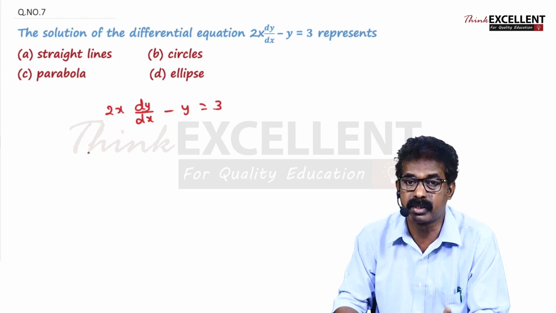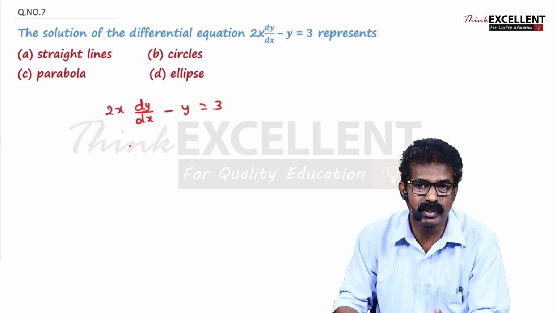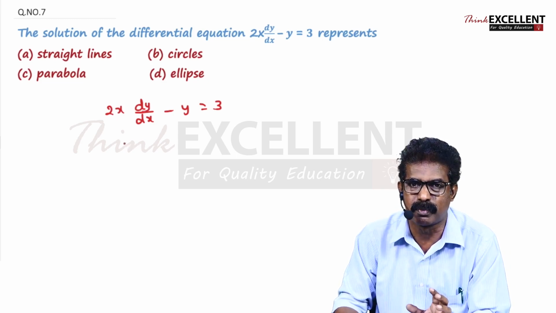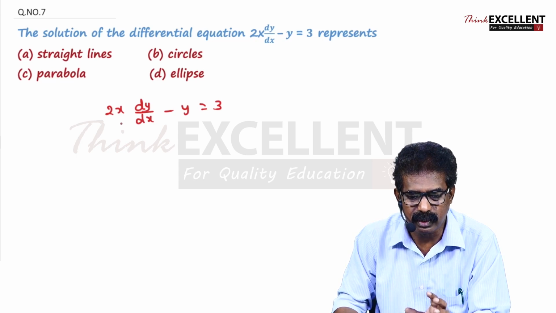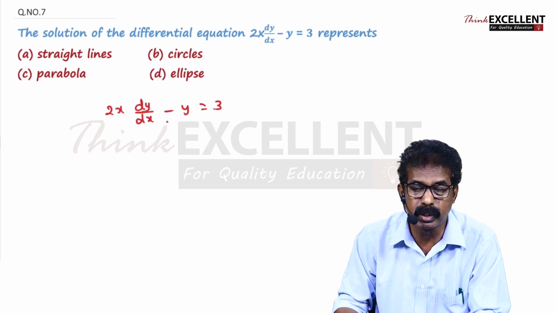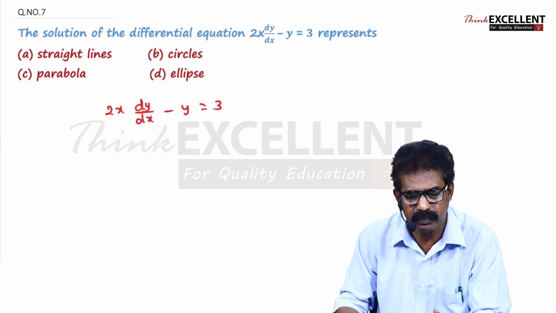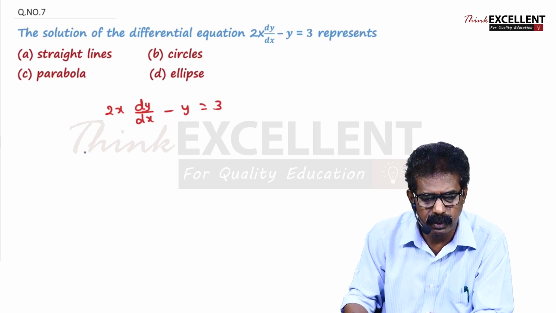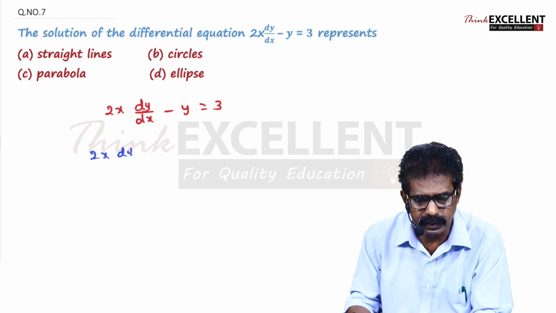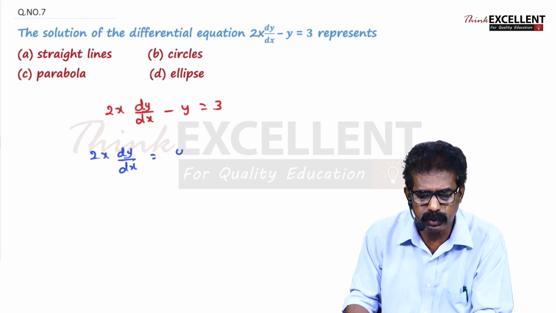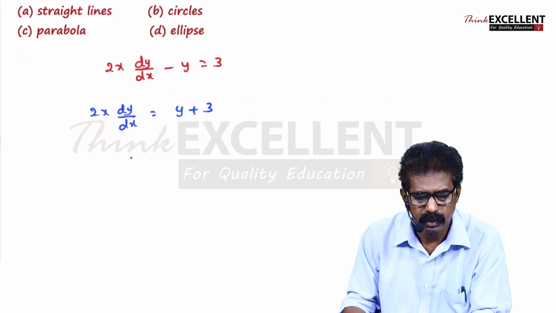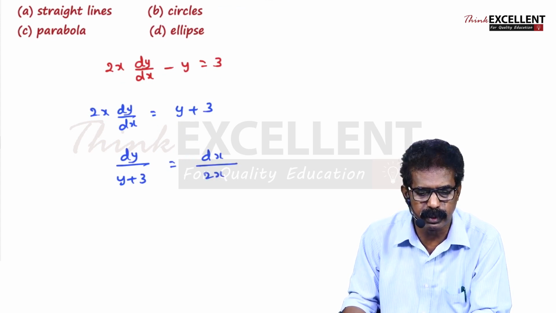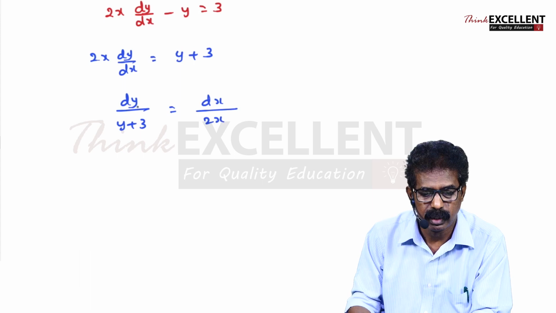So now let us say, first we have to solve it. By seeing this, if you are thorough with differential equations, all the types will come to your mind. So you can consider this as linear, because if you divide by 2x, dy by dx plus py equal to q, you can consider it as linear. Even variable separable is possible. Please listen. 2x dy by dx, take this minus y to the right side, so y plus 3. So dy by y plus 3 equal to dx by 2x. Variable separable solution.